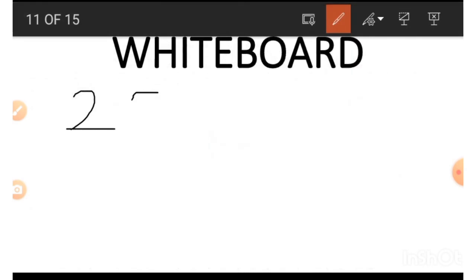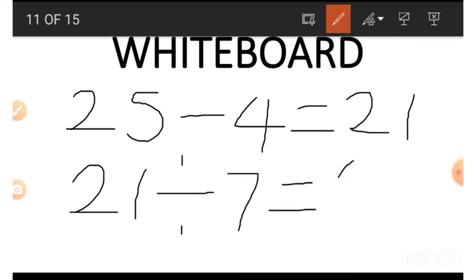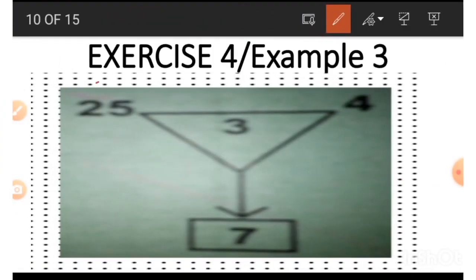Again, we are going to start with 25 by subtracting 4 from it. So 25 minus 4 is 21. Now this 21, this time around, we are going to divide by 7. When we divide 21 by 7, we are going to get 3. So this is how we got the 3.